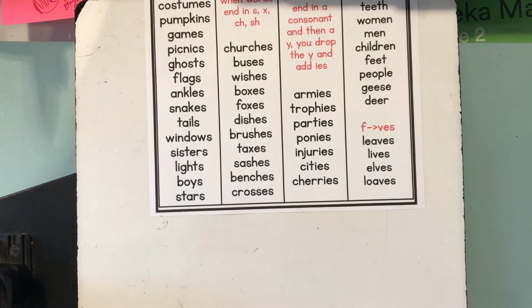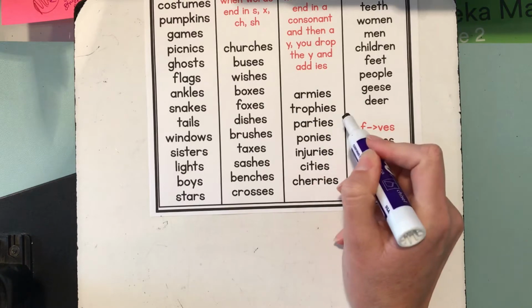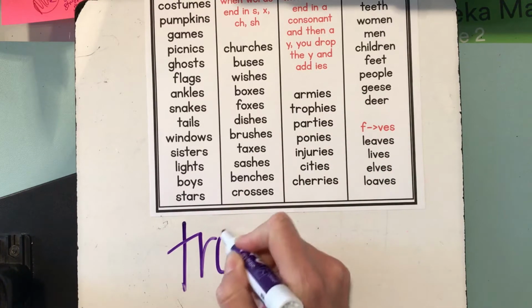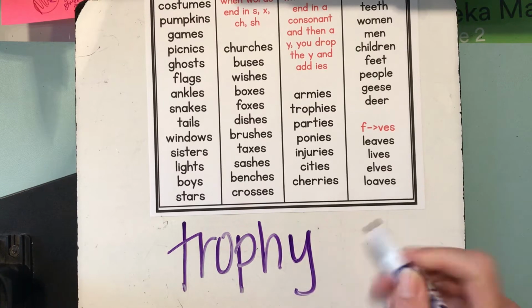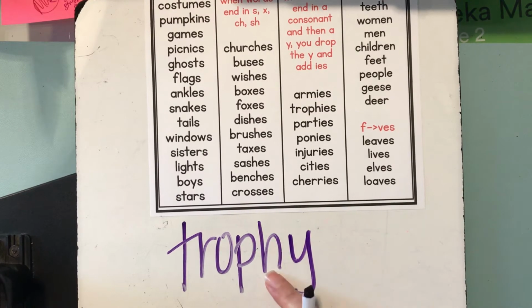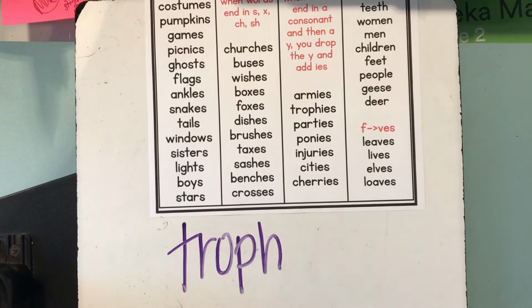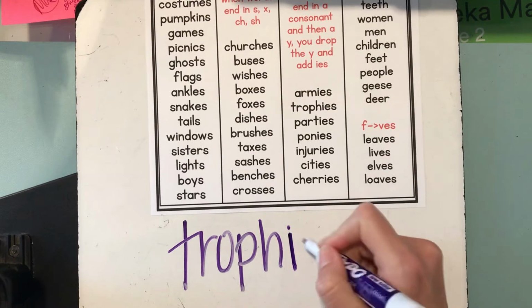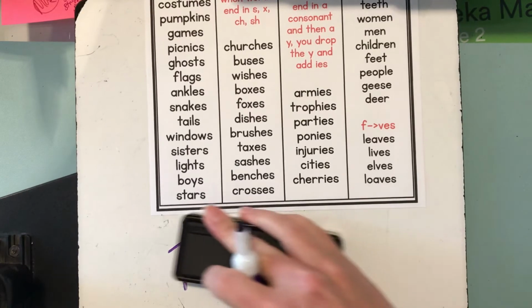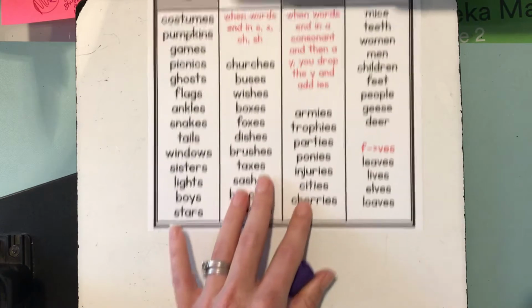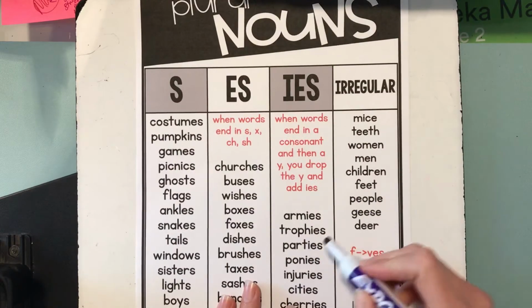Let's look at the next one. Before it was trophies, what do you think it was? Trophy, right? It had a Y at the end. So it had a consonant and it had a Y. So to make it plural, we drop the Y and add IES. Okay, so that's the rule for that one. So just remember, has a consonant and a Y.